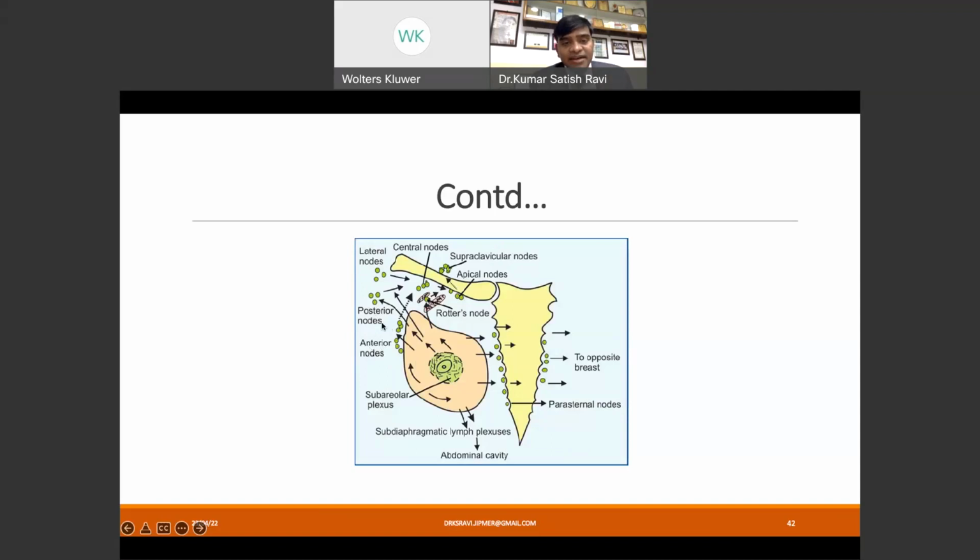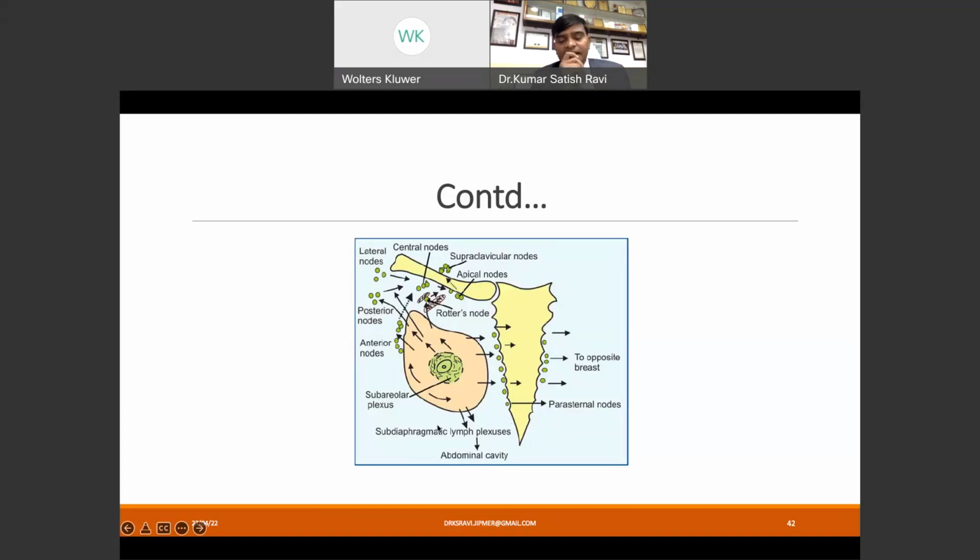Through these anterior and posterior nodes, it will go to the central and the lateral group of lymph nodes. From there, it will go to the supraclavicular nodes, and then finally it drains into the apical lymph nodes. Now, the internal mammary nodes, as you can see over here, drain the lymph not only from the inner half of the breast, but from the outer half as well.